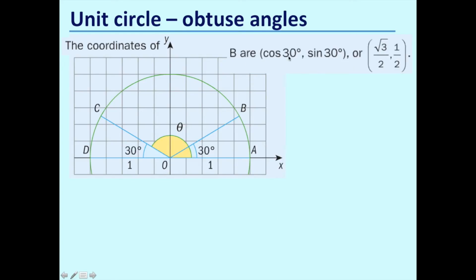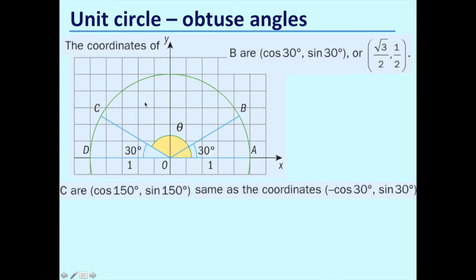The coordinates of point B we've just established in the previous question as root 3 over 2 and a half, because the x-coordinate is cos 30 and the y-coordinate is sine 30. We know that C is symmetrical, so the exact coordinates here are going to be 180 minus 30, which is 150. So the x-coordinate is going to be cos 150, and the y-coordinate is going to be sine 150.